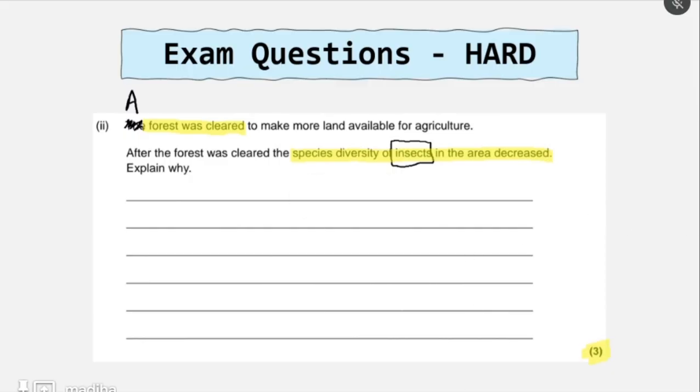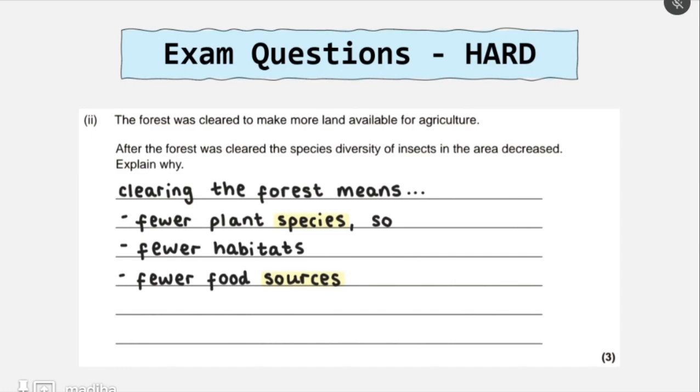Okay, hopefully you should have gotten an answer for that. So I'll go through it. Again, I'll do my answer first and then the mark scheme. So, my answer, I've kind of broken it down.